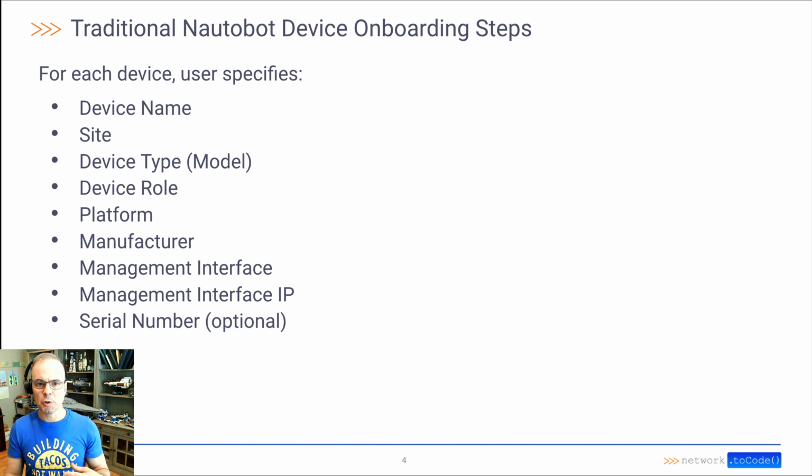For the typical onboarding process for a device, the user would specify the device name, the site, the type, model, the role, the platform, the manufacturer, management interface, management IP, and serial number if that was desired. Okay, that's the traditional way to do it.